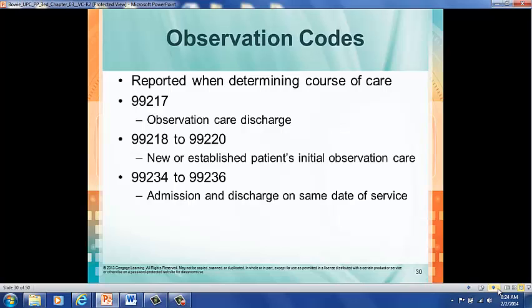Codes 99234 through 99236, observation or inpatient care services, including admission and discharge, are used when a patient is admitted and discharged on the same date of service. The important point to remember is that codes 99234 and 99236 are used only in the cases where all services are performed on the same date.